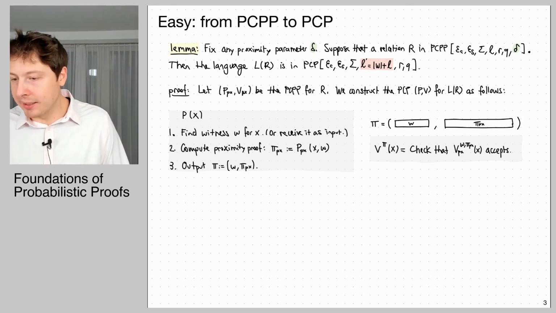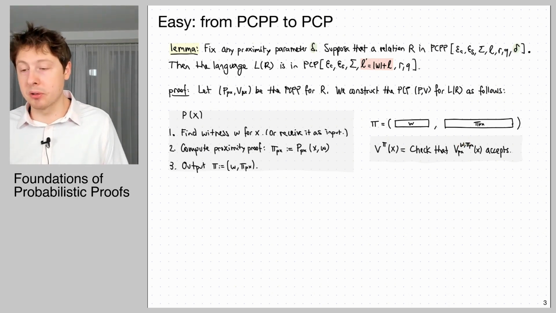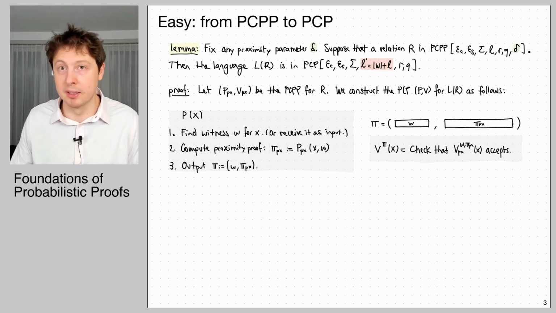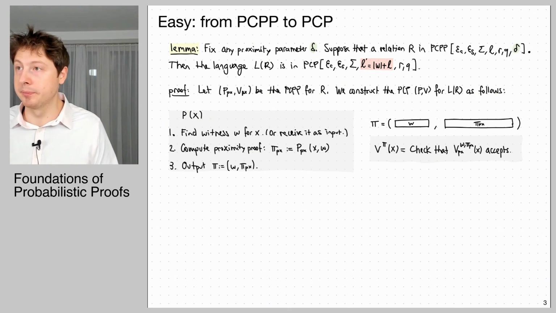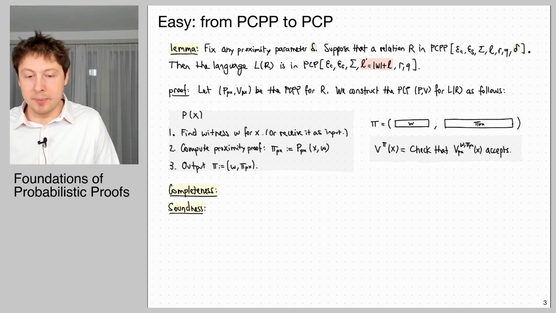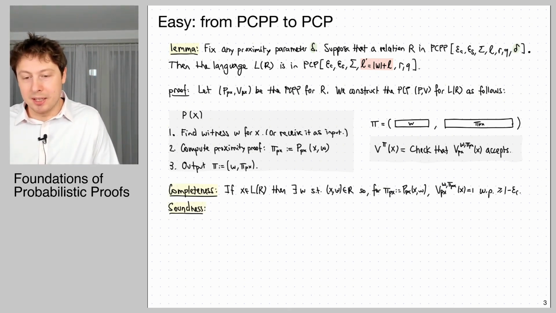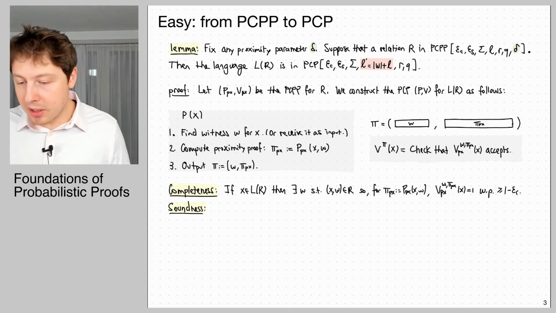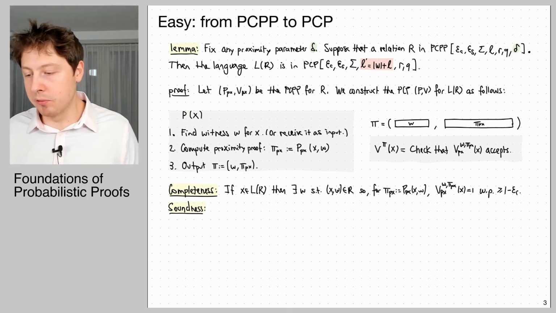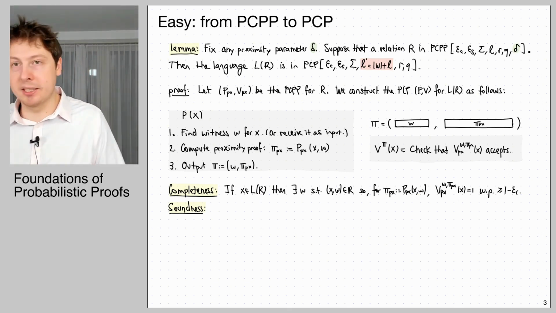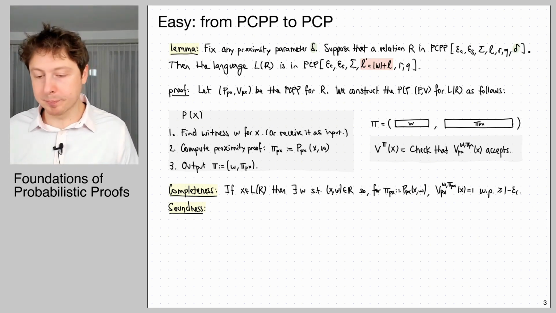Notice that, syntactically, it's a little bit different, because the PCP of proximity verifier wants to think of this oracle and this other oracle as different oracles. You're given one oracle, but that's okay. You can think about it as two oracles, so there's nothing stopping you from doing that. Completeness: if X is in the language and there is a witness, you will find the proximity proof that makes the proximity verifier accept with that probability.